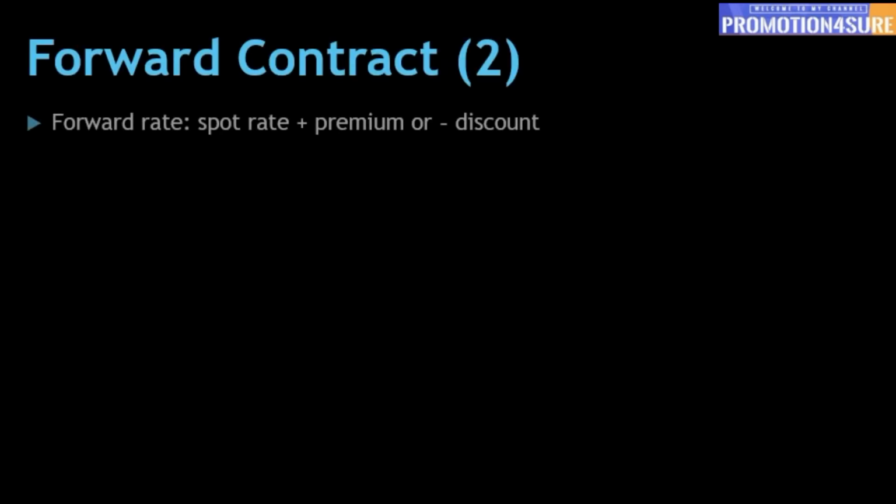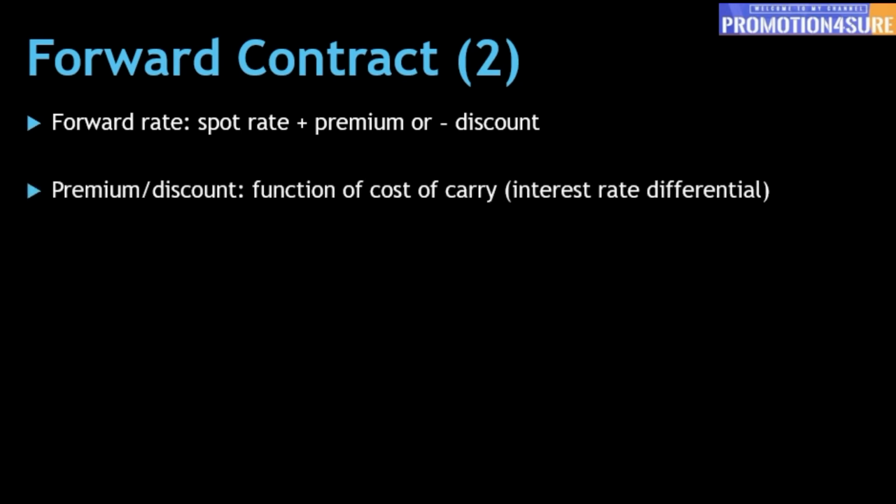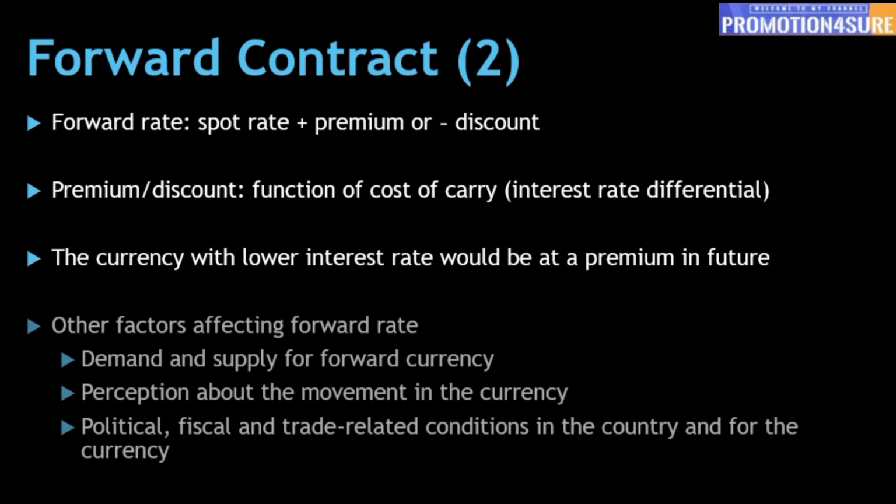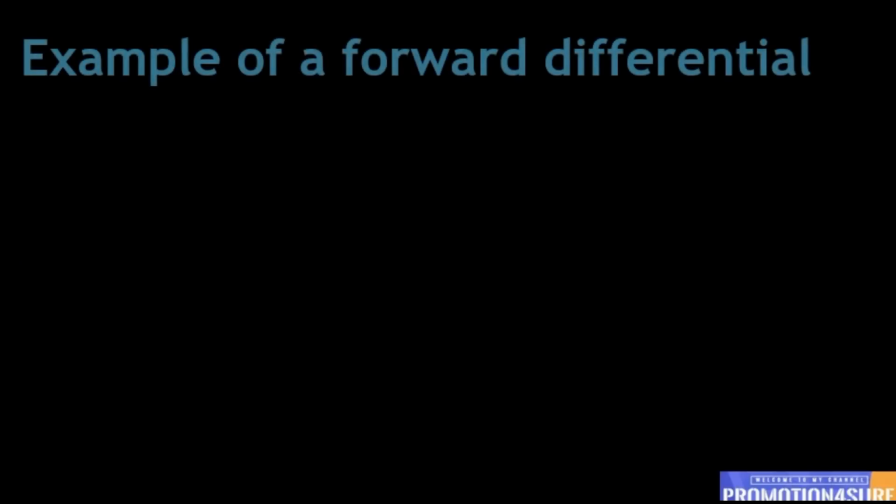Now, if we talk about the forward rate, it is equal to the spot rate plus premium or discount. Premium or discount is a function of the cost of carry, which is the interest rate differential. The currency with the lower interest rate would be at a premium in the future. Other factors affecting the forward rate are demand and supply for the forward currency, perception about the movement in the currency, and political, fiscal, and trade related conditions in the country and for the currency.